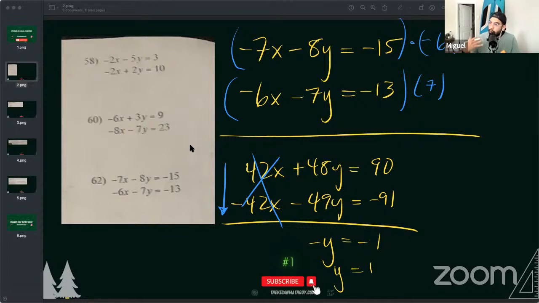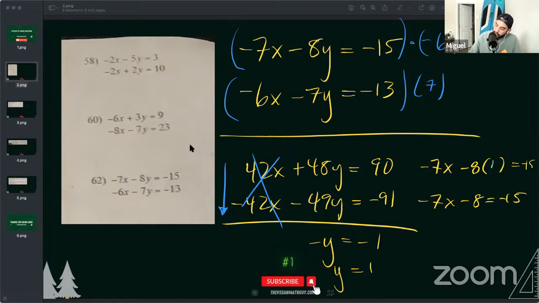And now in order to solve for the x, let's plug that into any of the equations. So I'll just plug it into the first. So I have negative 7x minus 8 times my y value equals negative 15. So I have negative 7x minus 8 equals negative 15.